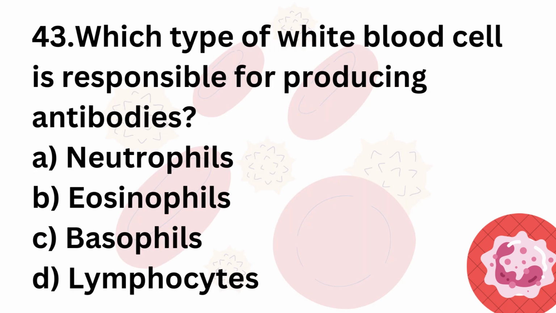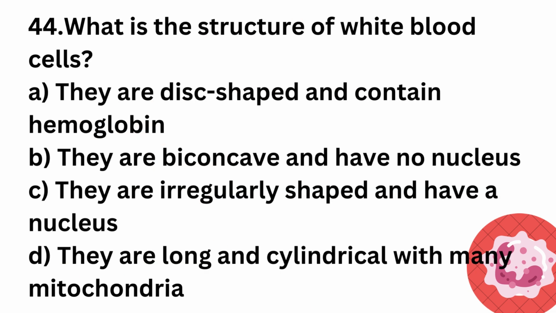All of the above. Which type of white blood cell is responsible for producing antibodies? Neutrophil, eosinophil, basophil, lymphocyte. Option D. What is the structure of white blood cells? They are disc-shaped and contain hemoglobin, or they are biconcave and have no nucleus, or they are irregularly shaped and have a nucleus, or they are long and cylindrical with many mitochondria. Option C is correct.